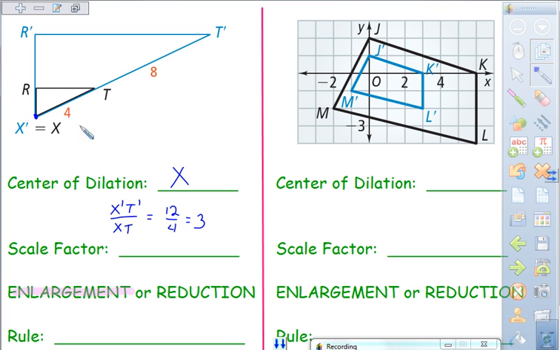So that number is bigger than 1. Our picture is getting bigger, so that's an enlargement. So our rule, we want a capital D, and we are dilating with a scale factor of 3 about point X.